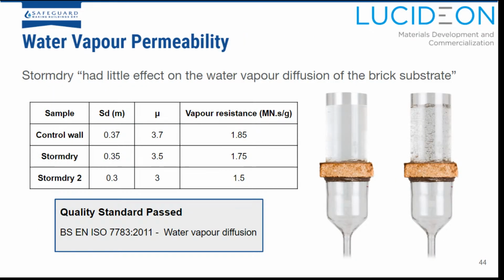So one thing to bear in mind is obviously you don't want to trap moisture in the wall. So Storm Dry is fully breathable. It had little effect on the vapour diffusion of the brick substrate, so will allow your wall to dry out.